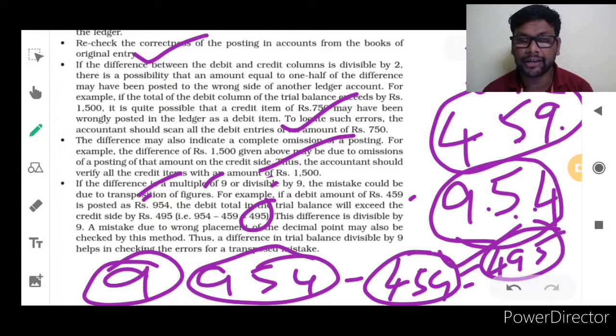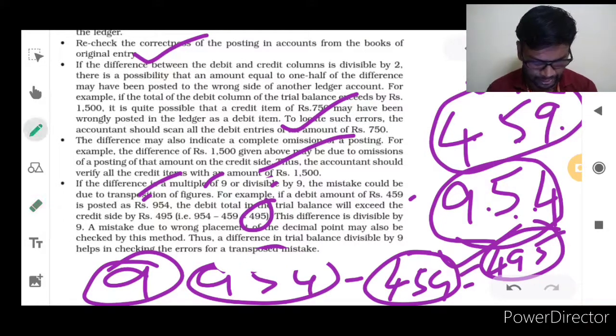Sometimes the accountant cannot identify this kind of mistake. But this divisible by 9 or multiplication of 9 method is very helpful to identify this kind of critical errors in trial balance. And this difference is divisible by 9. A mistake due to wrong placement of the decimal point may also be checked by this method. So the decimal point also we can check by this method.